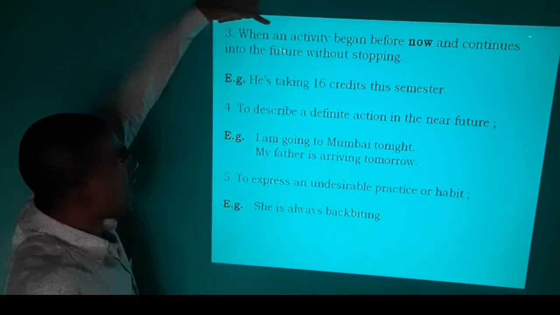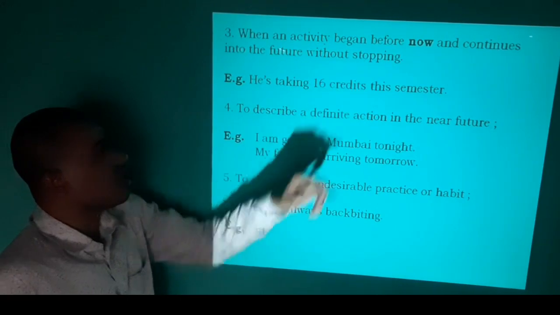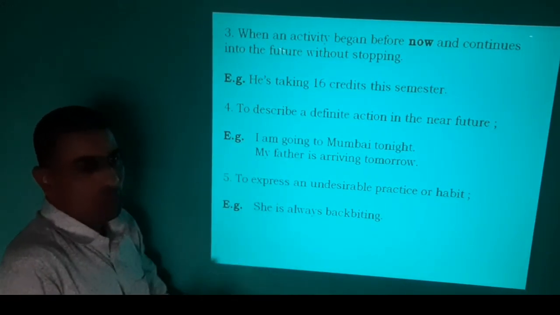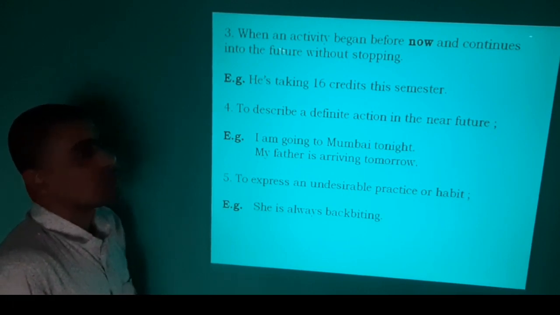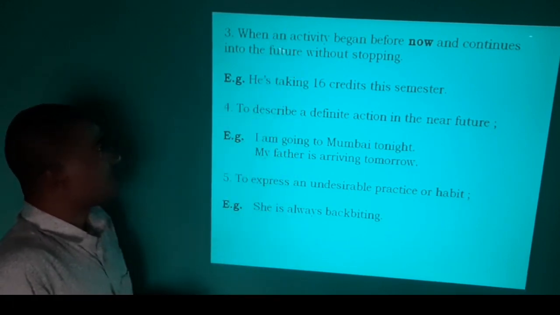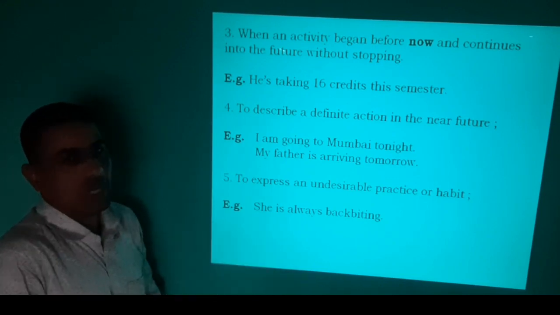Next, when an activity began before now and continues into the future without stopping. So it has begun something before and is still going on. For that also we talk in terms of the present continuous. He is taking 16 credits this semester. So he is going to take that.